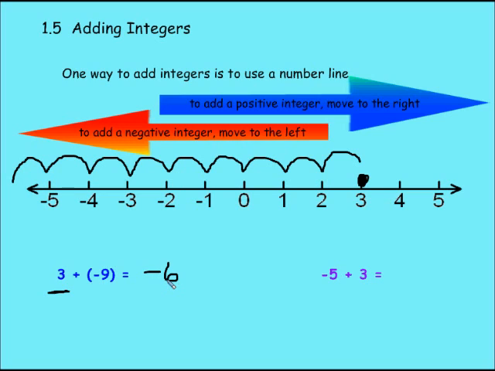Now for my next one, let's do a blue this time. I'm going to start with my initial number, negative 5, and it says I'm going to add a positive 3. So I'm going to move 3, 1, 2, 3, and it's to the right because it's a positive number, and I land on negative 2. Now this is one way for you to add integers.